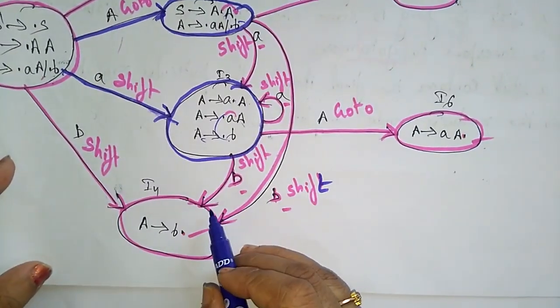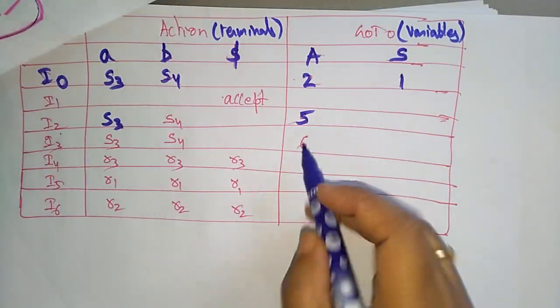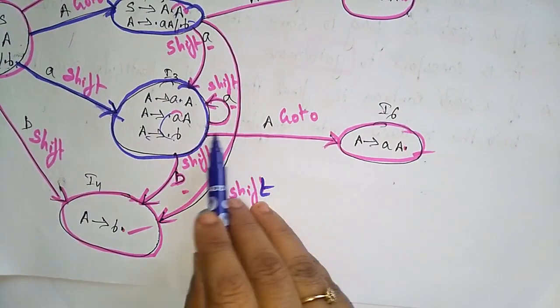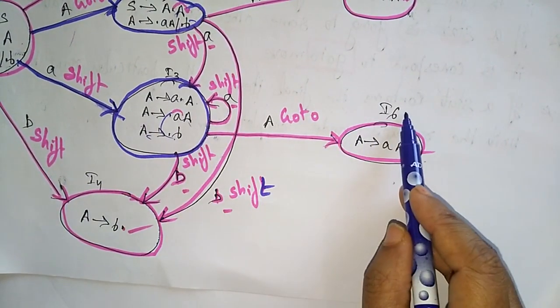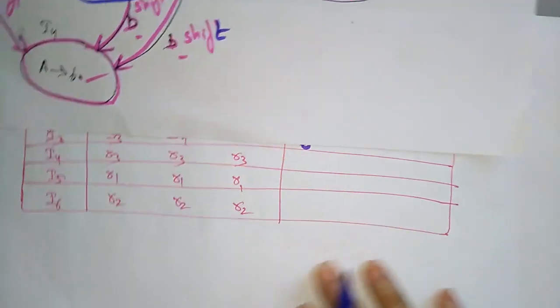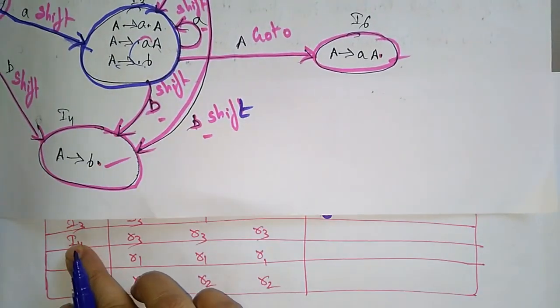Now I3, if you take capital A, I3 is going on variable A to 6. So just write 6 in place of A. Okay. Now coming to I4.